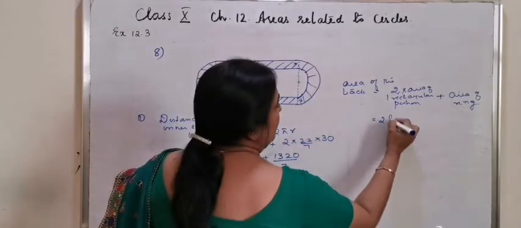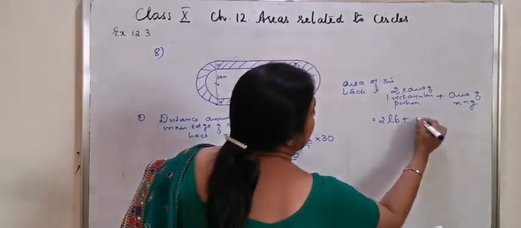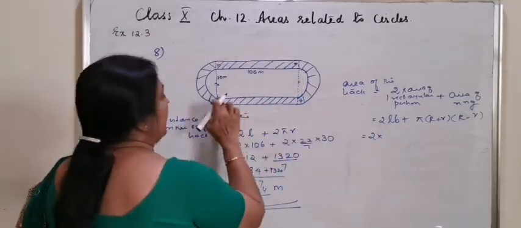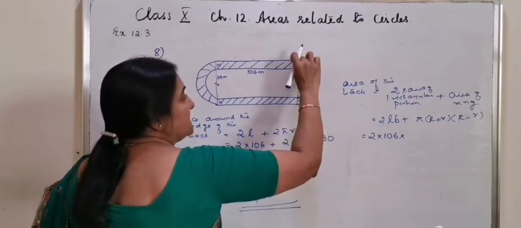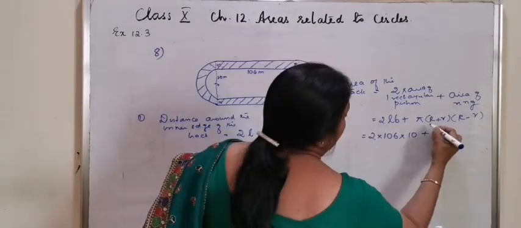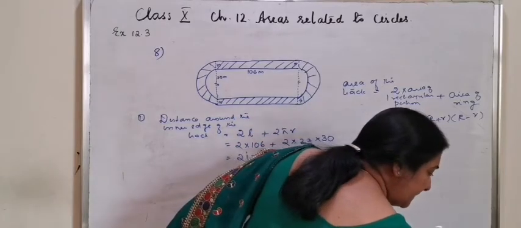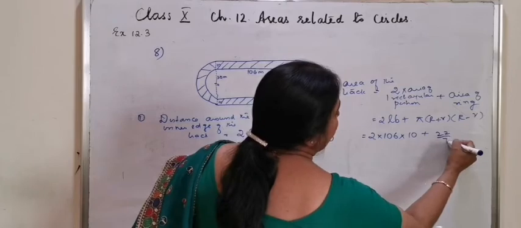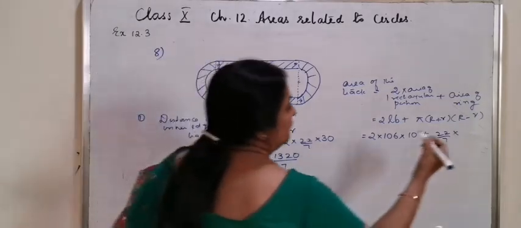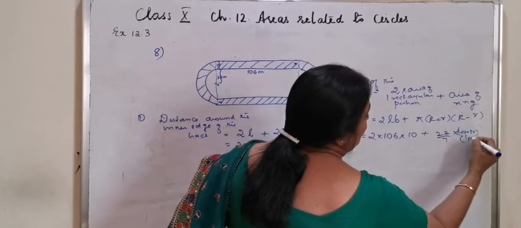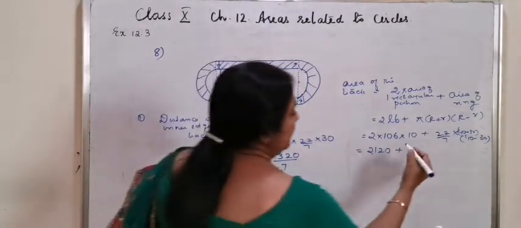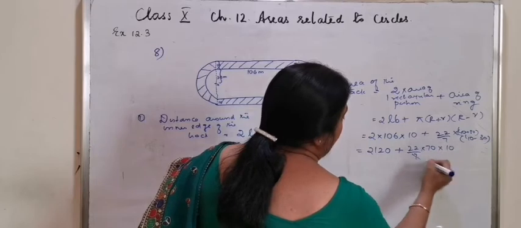That is 2LB plus area of a ring, pi into R plus r into R minus r, which is the same as 2 into the length of the part is 106, breadth is 10 meter because each track is 10 meter wide, plus the value of pi not mentioned, so 22 by 7 into, you can see the outer radius is 30 plus 10, 40, plus 30, into 40 minus 30, which is the same as 2120 plus 22 by 7 into 70 into 10.